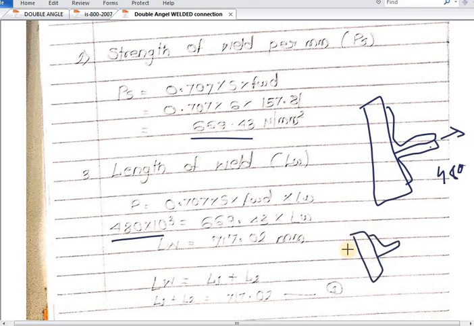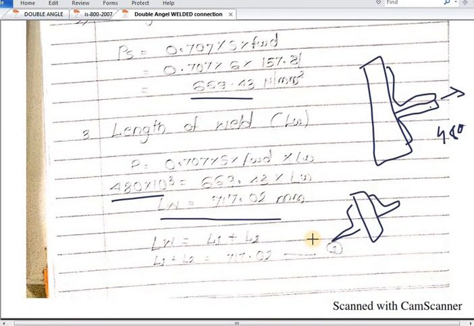When it is on either side, at that time we have divided this by 2, but on the same side of the gusset plate this will be 480. Here in this case we had taken 240, but here we will take 480. So a little bit of difference is there. So 480 multiplied by 10 to the power 3 gives the value 717.02 mm. So this 717.02 mm will be taken by the two lengths L1 and L2.